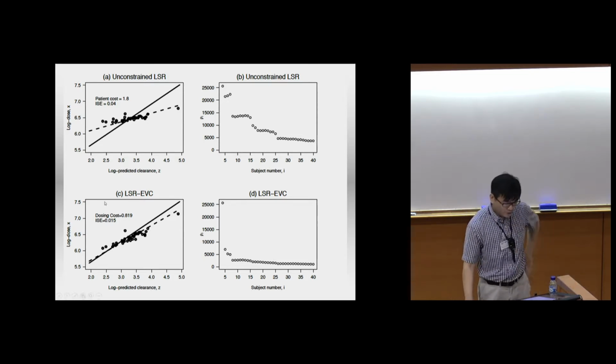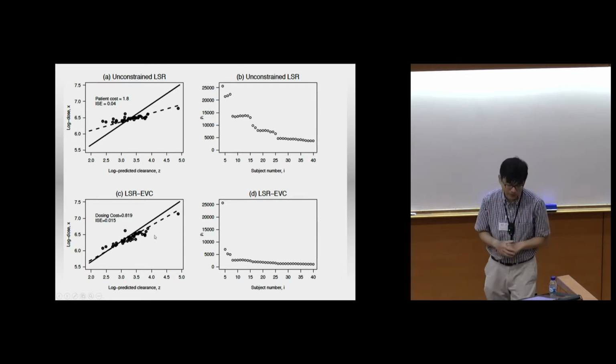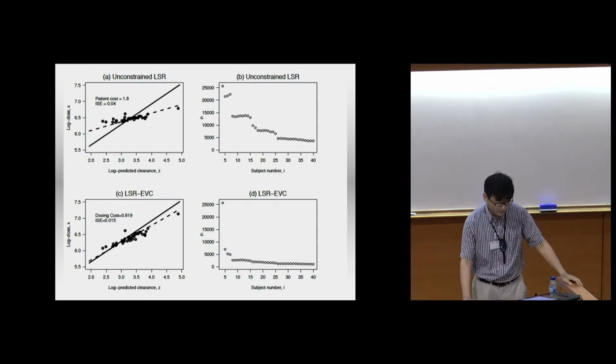Just to show you, I've shown you before the simulated trial that didn't work, and this is the corresponding eigenvalue ratio for the same 40 simulated subjects. So you see that at least in this particular simulated trial, it gave us quite a bit of improvement in terms of the final estimation. The dotted line here is the final estimate of the dosing algorithm. The solid line is the truth. So it gave us a much better estimation, and also a reduction of the dosing cost from 1.8 to 0.82.